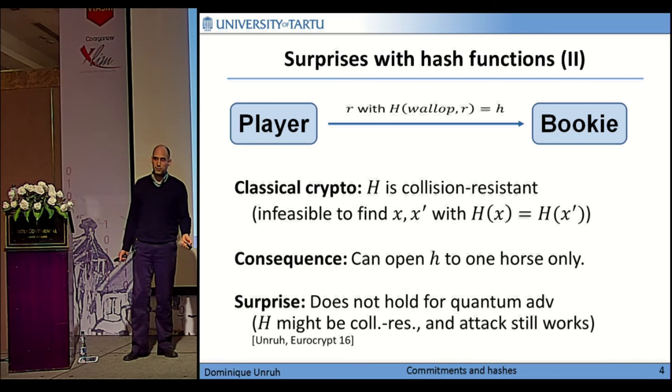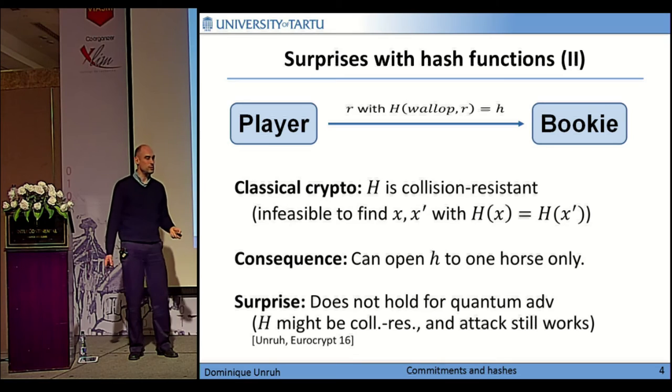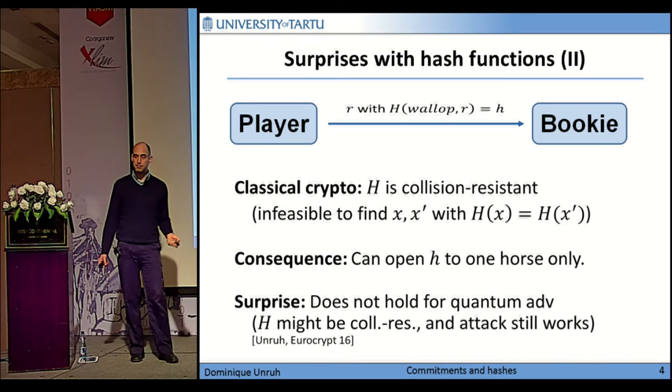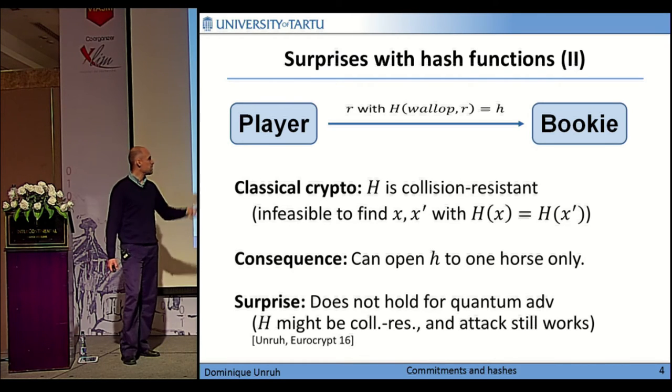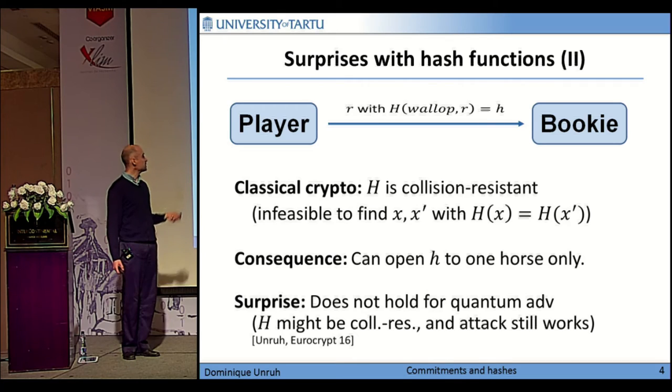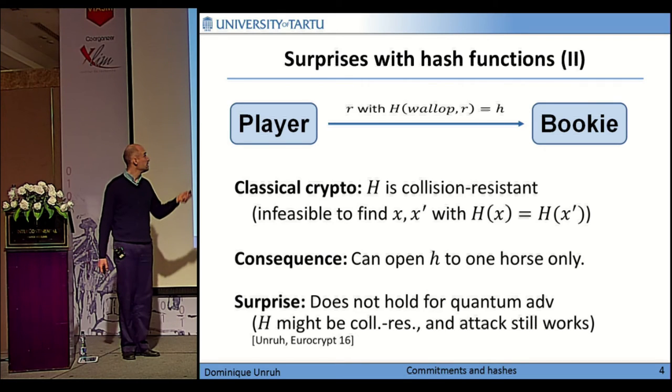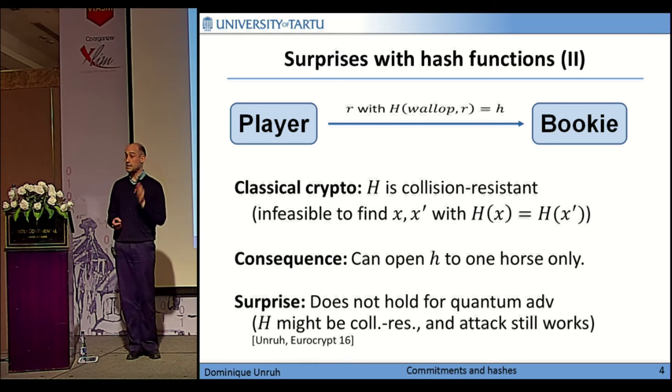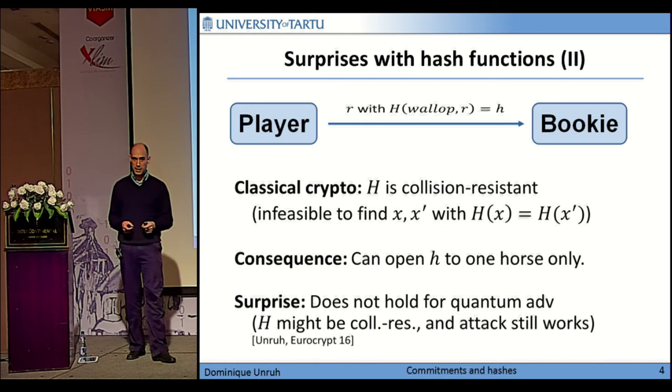And therefore, the player cannot find one input which contains Walloping Waldo and another input that contains Spicy Spirit that have the same hash. So the consequence is that H can be opened to one horse only and not two. And now comes the big surprise.